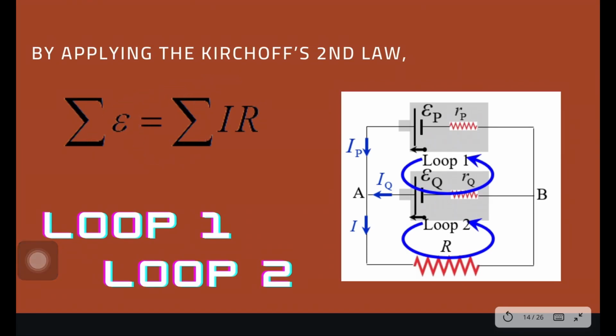The second Kirchhoff law is the summation of E equals the summation of IR. So we have two loops here. For this case, I assign both loops with a clockwise direction. Is it clockwise or anti-clockwise? Okay, it is an anti-clockwise direction, for loop 1 and also loop 2.